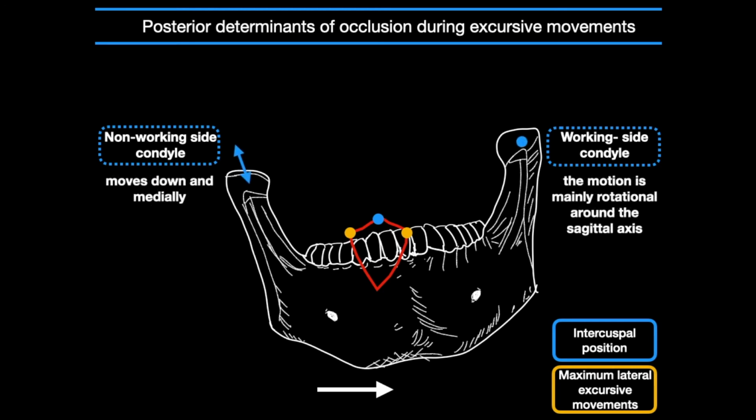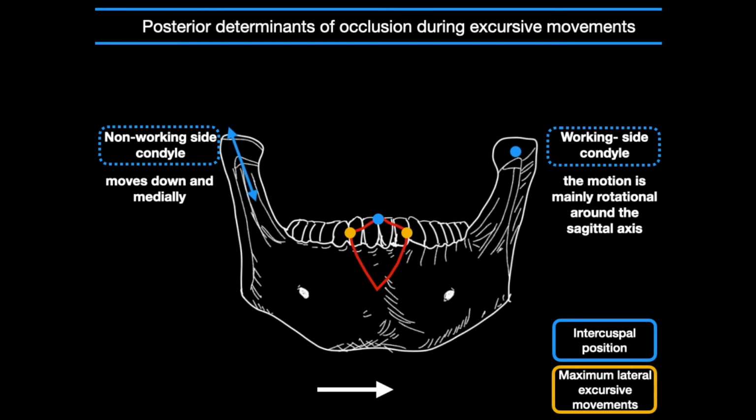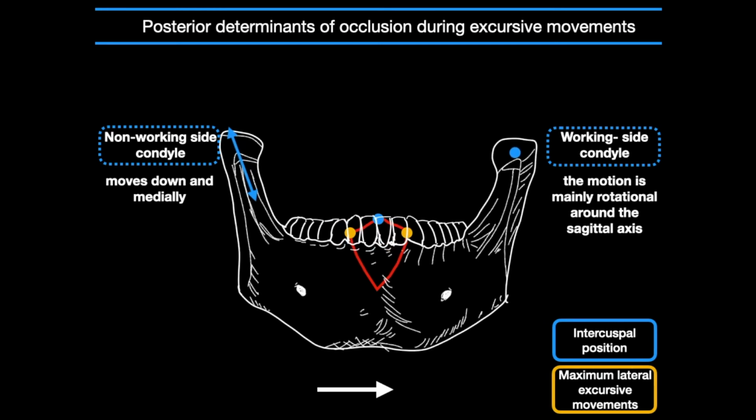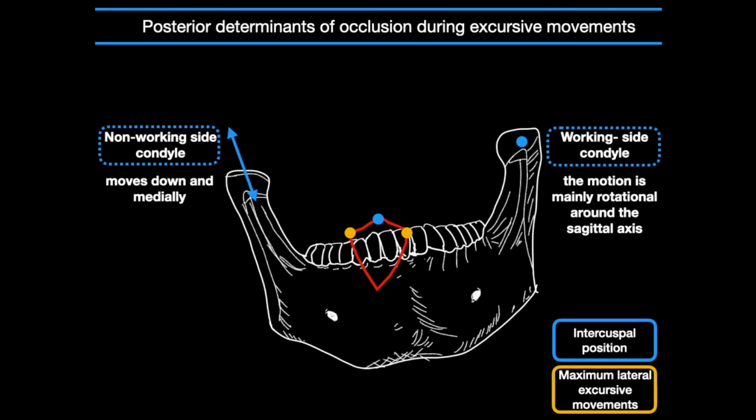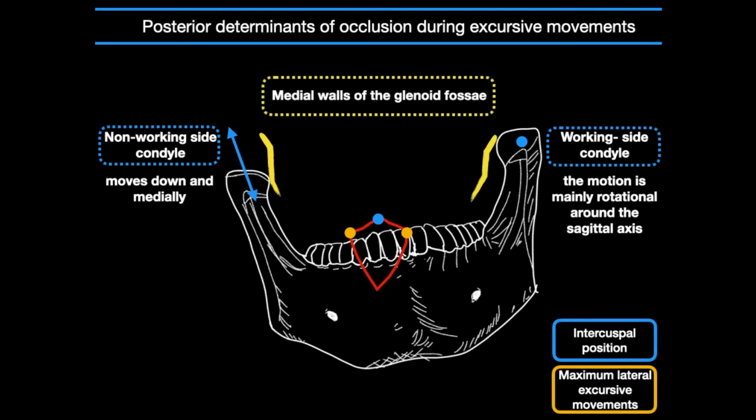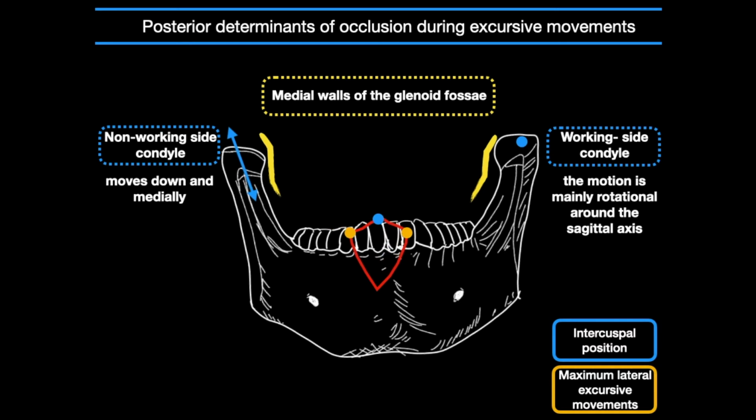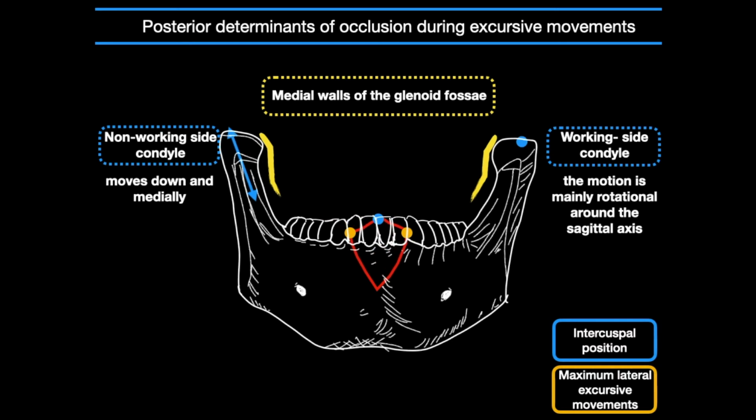The non-working side condyle moves down and medially during excursive lateral movements, while the working side condyle presents mainly a rotational motion around the sagittal axis, as you can observe in the animation. The posterior determinants of the lateral excursive movements are the medial walls of the glenoid fossa, against which the non-working side condyle slides during lateral movements, as you can observe in the animation.